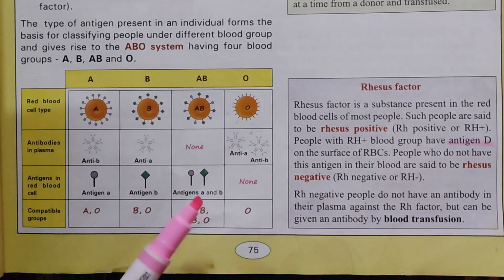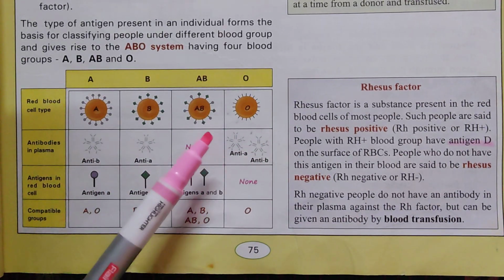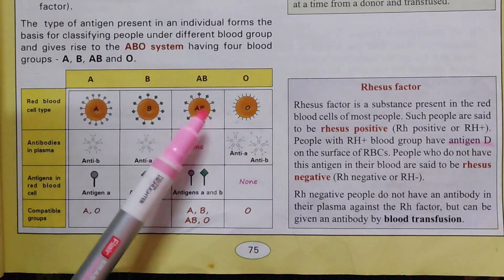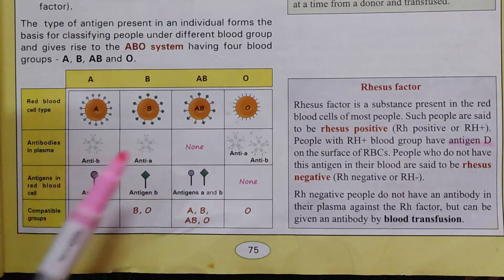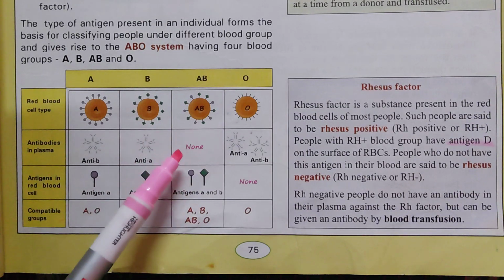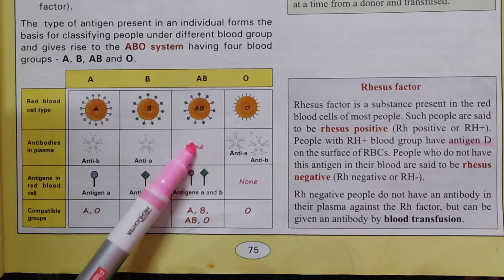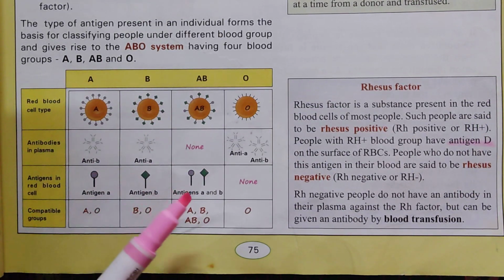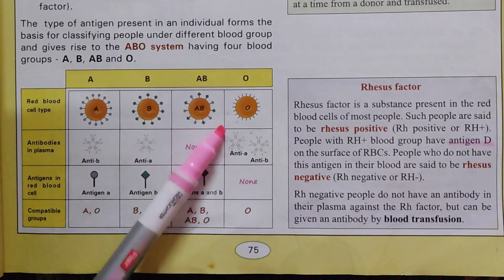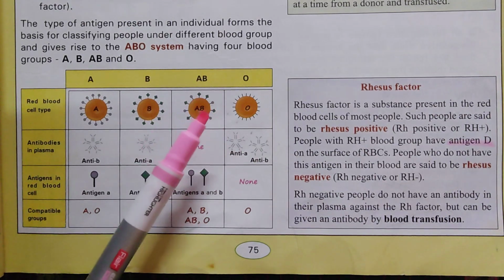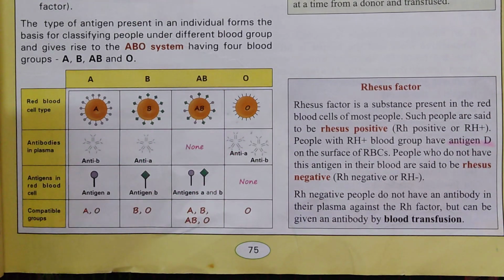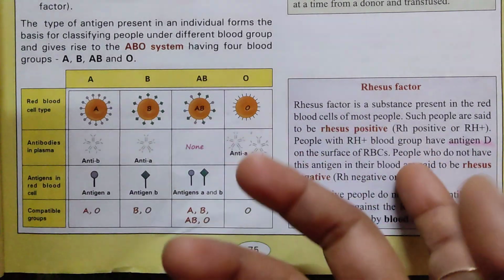Okay, next we are moving on to AB. Now this has both A and B antigens. That's why no antibody is formed against A or B, no antibodies, none. So AB, A, B, O, that is four types of blood. This AB is the universal recipient. It can receive blood from any blood group, that is AB, A, B or O. Got it? Because there is no presence of antibodies.